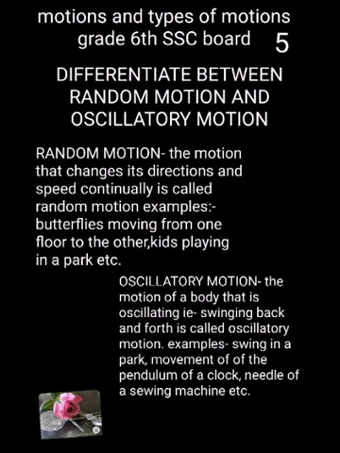Differentiate between random motion and oscillatory motion. Random motion: the motion that changes its direction and speed continually is called random motion. Examples: butterflies moving from one flower to the other, kids playing in a park. Oscillatory motion: the motion of an object that is oscillating, meaning swinging back and forth, is called oscillatory motion. Example: swing in a park, movement of a pendulum of a clock, needle of a sewing machine.